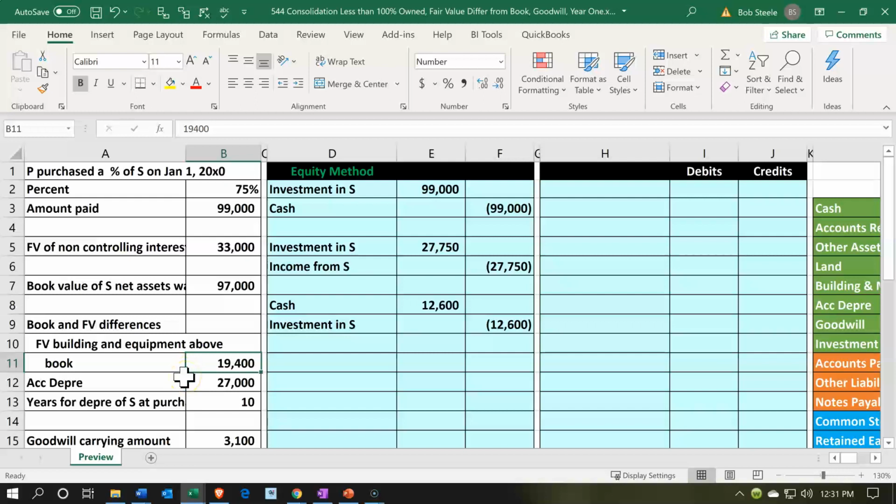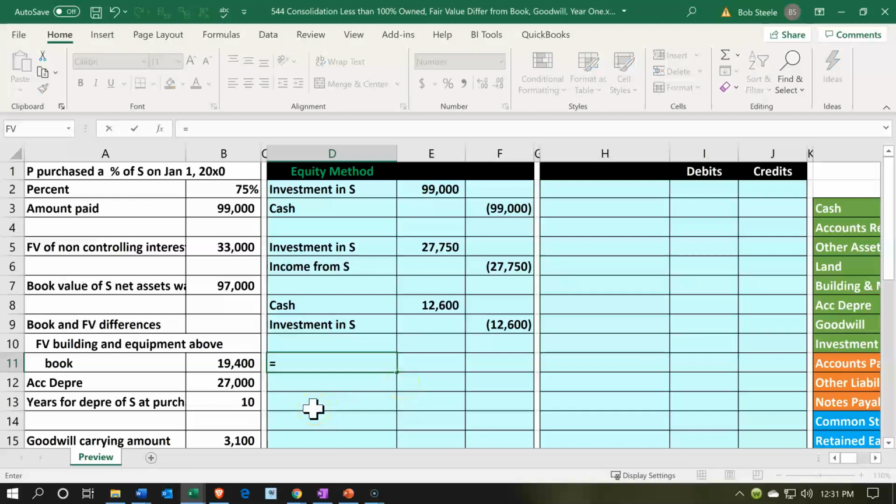Our portion of that will be 75%. So we're going to account for that income statement effect on our equity method calculation. That's part of our number that's included over here in the investment in S. So that means the income account is going to be going down, and the investment then is going to be going down with a credit.